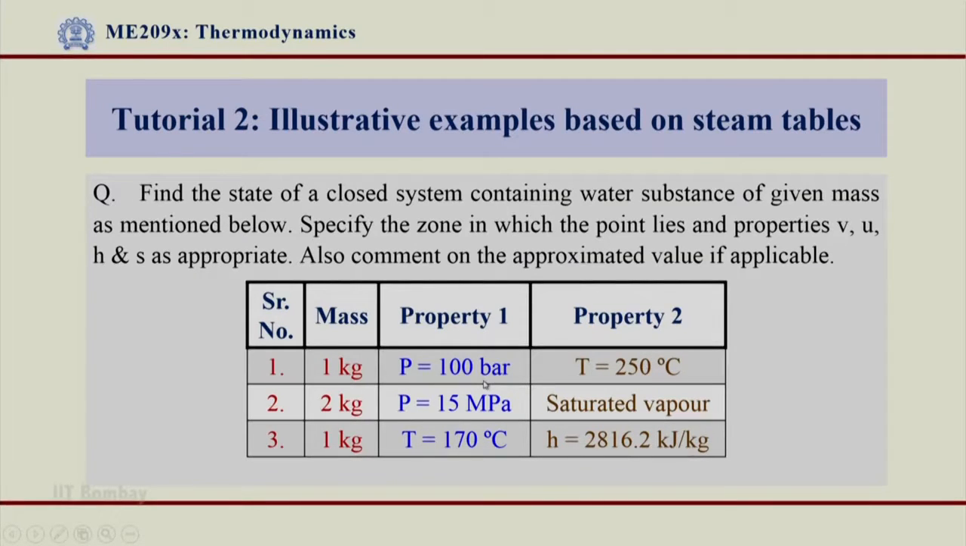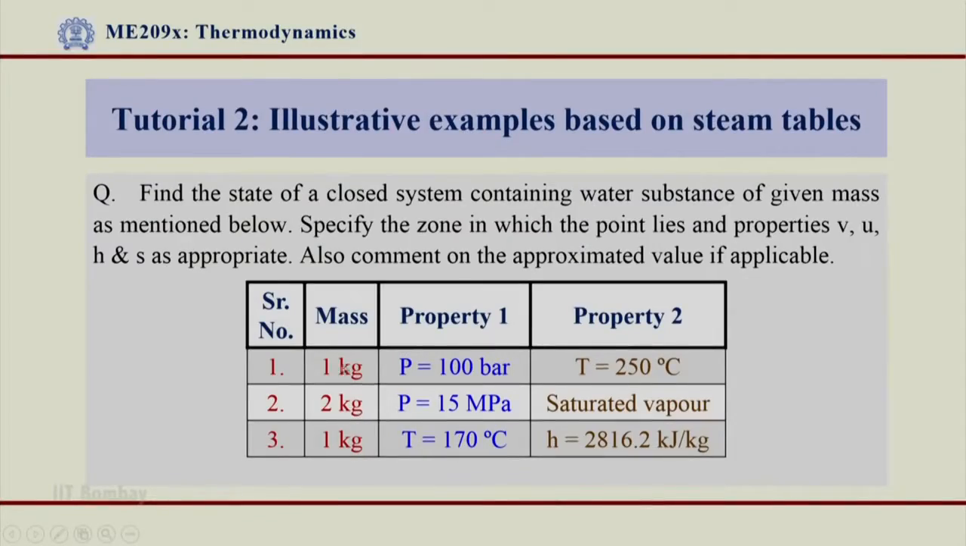First and foremost, it is important to understand where the thermodynamic state lies, and accordingly we will decide whether to go for table 1, table 2 or table 3. It is also important to note that the mass could be not only 1 kg, sometimes it could be 2 kg or 3 kg, and most of the properties are given per kg. In that case, you will have to multiply by the mass associated with those particular problems.